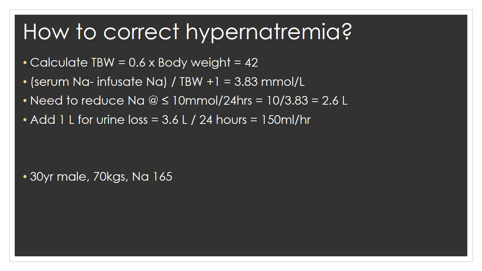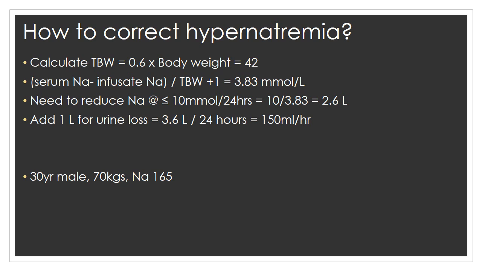Now you need to reduce sodium at the rate of less than 10 millimoles per 24 hours. Therefore, to calculate this, you say 10 divided by 3.83. So how many liters would you need to get the value down? You need 2.6 liters of 5% dextrose to do so. Remember that if the patient urinates about a liter and a half or a liter, you should add at least 1 liter for the urine loss. So that means to say you need to transfuse 3.6 liters over 24 hours.